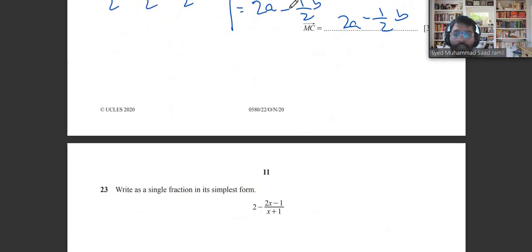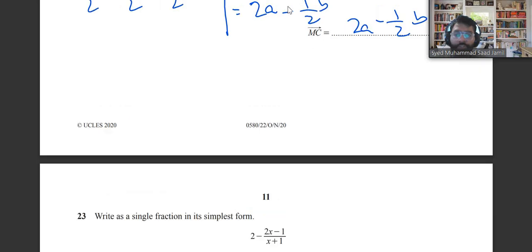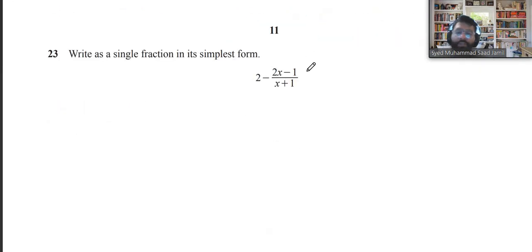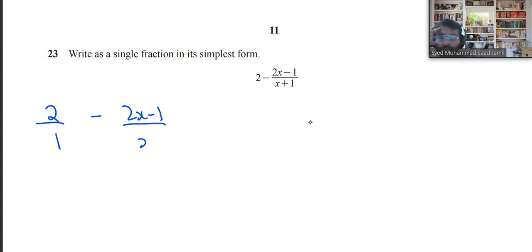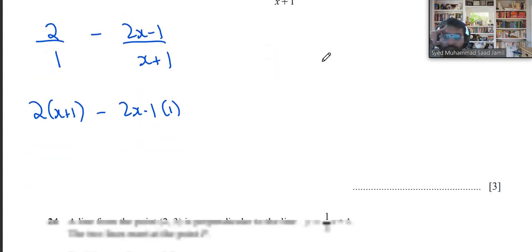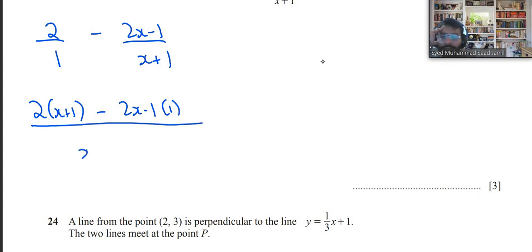Okay. Next question. Let me zoom it in. It says write as a single fraction. So you do it like this. Look, 2 upon 1 minus 2x minus 1 upon x plus 1. Cross multiply. 2 multiplied by x plus 1 minus 2x minus 1. Even if I multiply this whole thing with 1, it doesn't matter. Upon x plus 1.